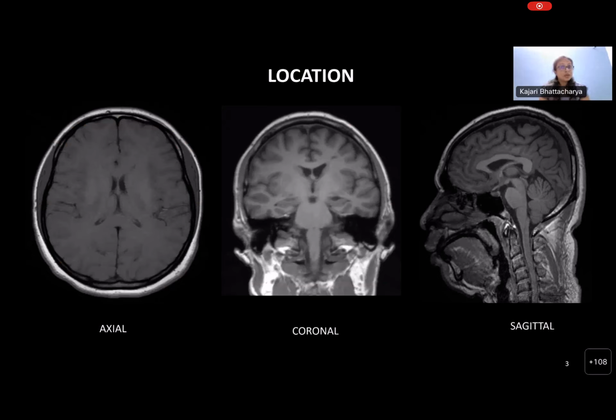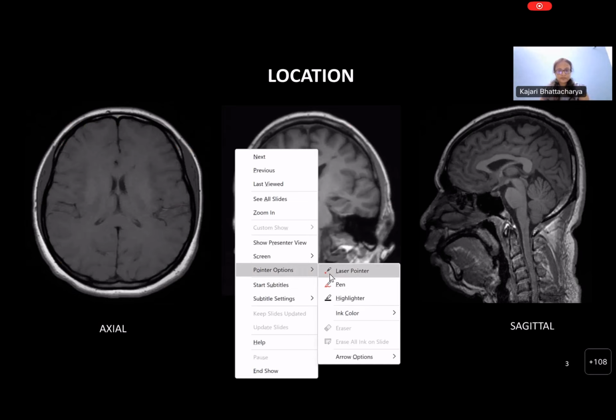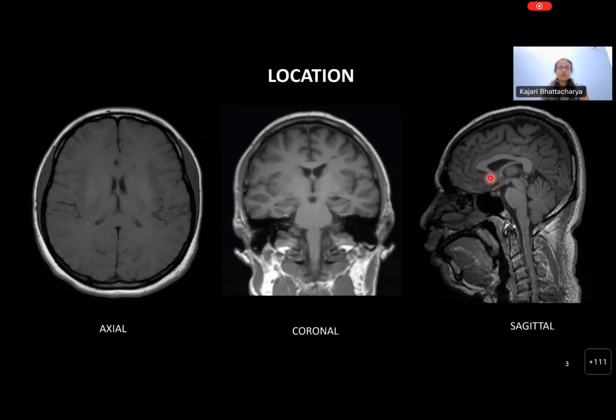So let us come to the first thing, that is the location. This is the MRI, and we acquire MRI in three planes. This is the axial plane, this is the coronal, and this is the sagittal. We have to look at a lesion in all three planes because it gives us an idea about the three-dimensional anatomy of a lesion.